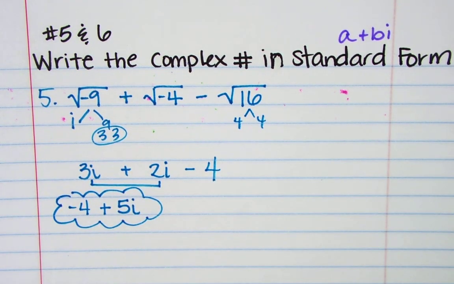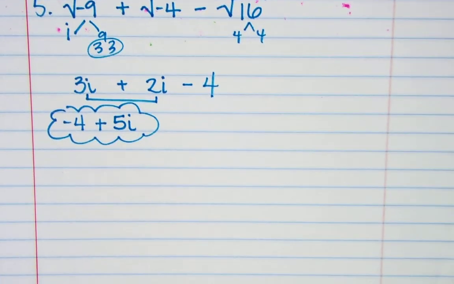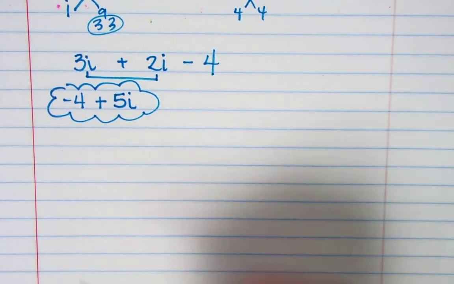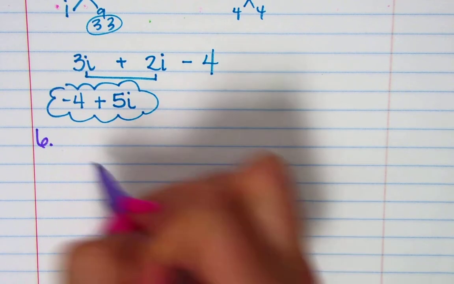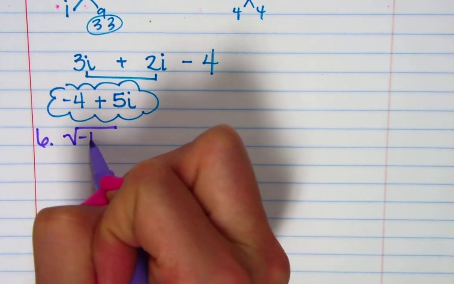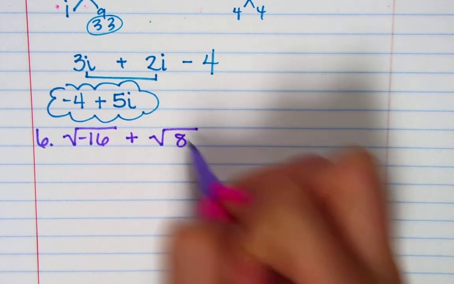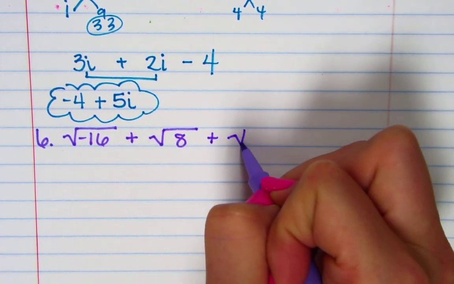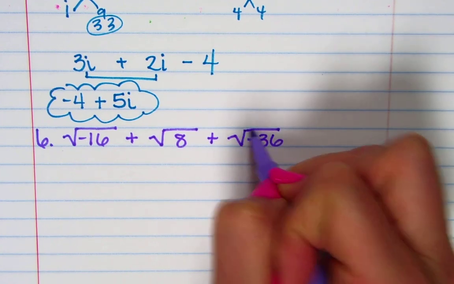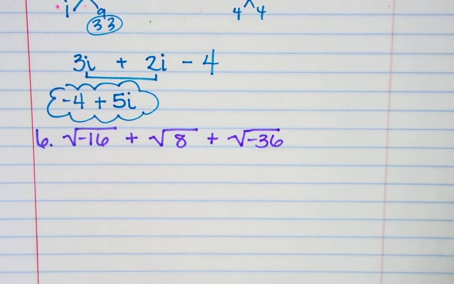Okay, computer, stop telling me stuff. Okay. Make sense? I think you can handle this on your own. I'm not going to give you anything that I don't think you can do. Okay, 6 is going to be square root of negative 16 plus square root of 8 plus square root of negative 36. Okay, you're going to break each one down. Right, remember, pairs go outside, leftovers go inside. Right, and then combine your like terms when you're done.